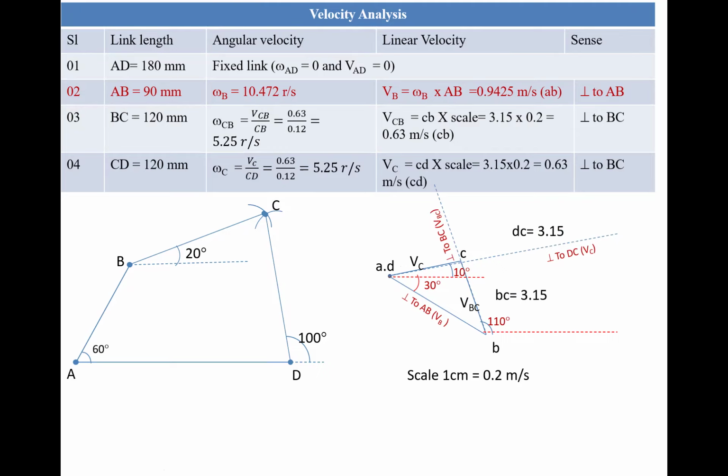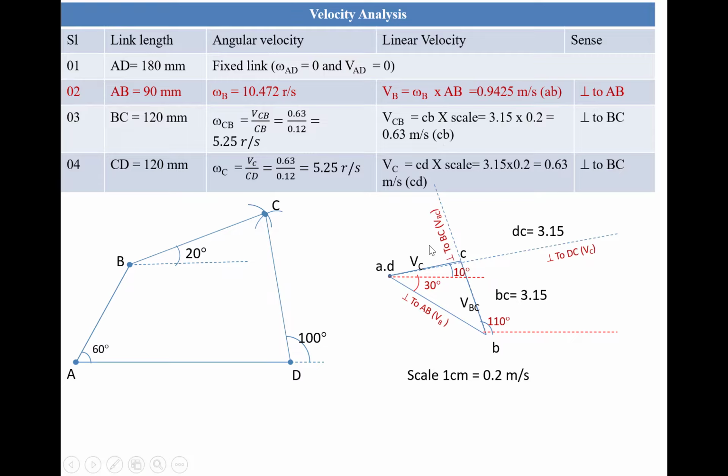Now, what is our scale? Our scale is 1 centimeter is equal to 0.2 meter per second. So just multiply by scale. So VCB is the CB distance into scale, 3.15 into 0.2. It is 0.63 meter per second. Similarly, VCD is 3.15 into 0.2, 0.63 meter per second. Okay. These are the velocity components.